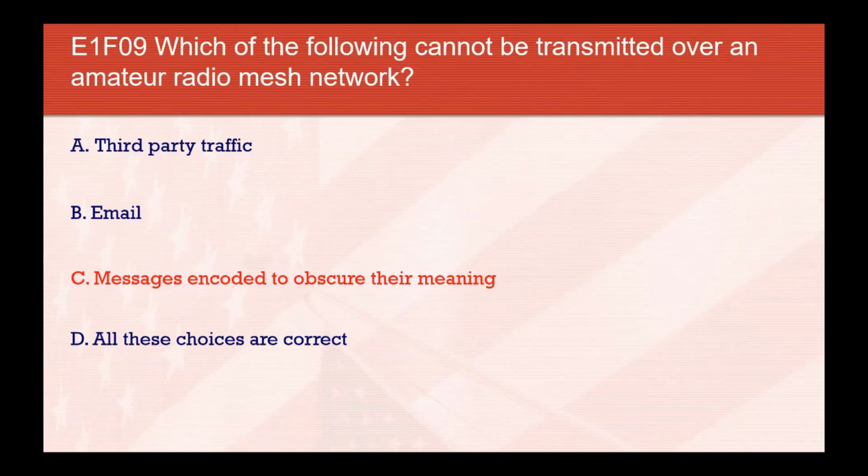The exception you might remember is transmitting to a satellite receiver of some sort, in which we send control sequences. Those can be encoded in order to prevent other people from messing with that satellite receiver. But generally speaking, messages that are encoded to obscure the meaning cannot be sent over any amateur radio frequency other than that.